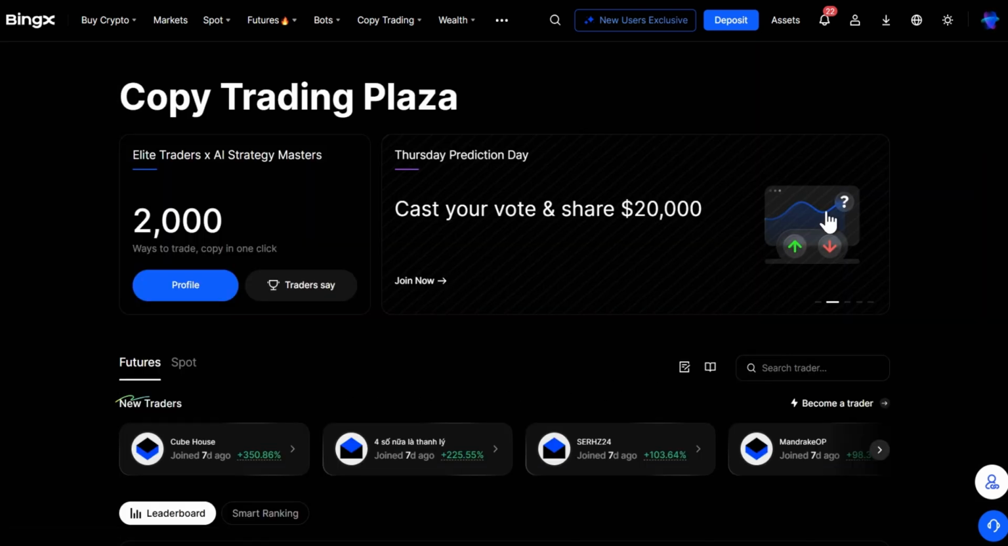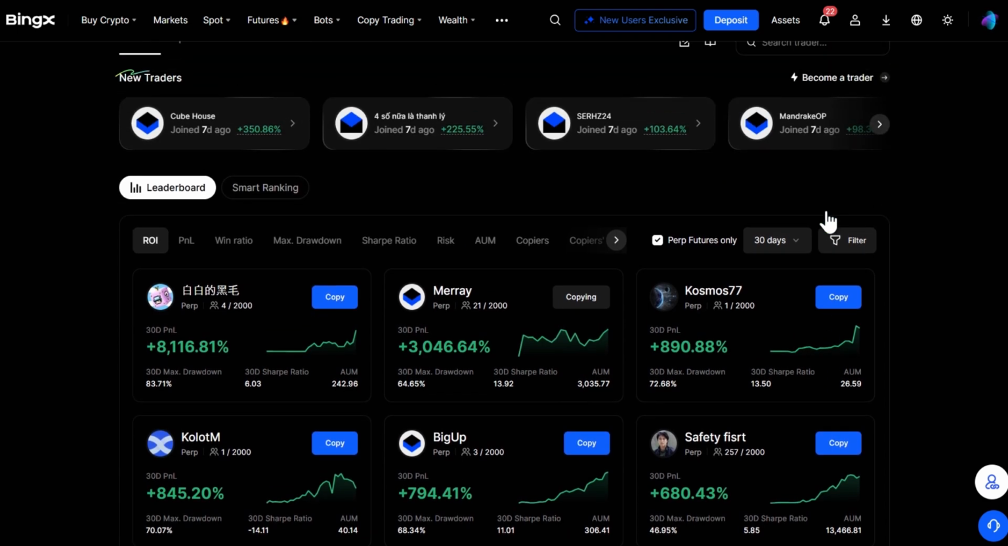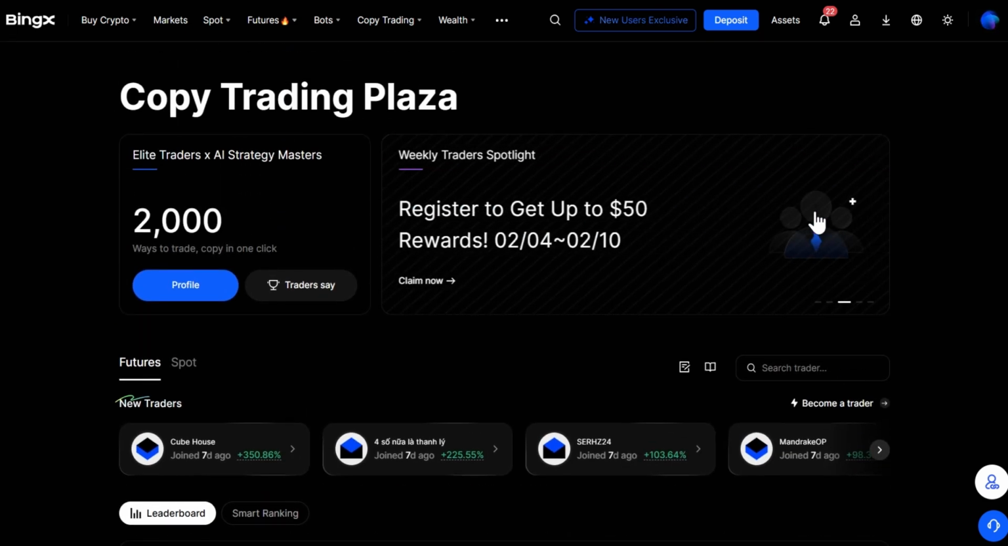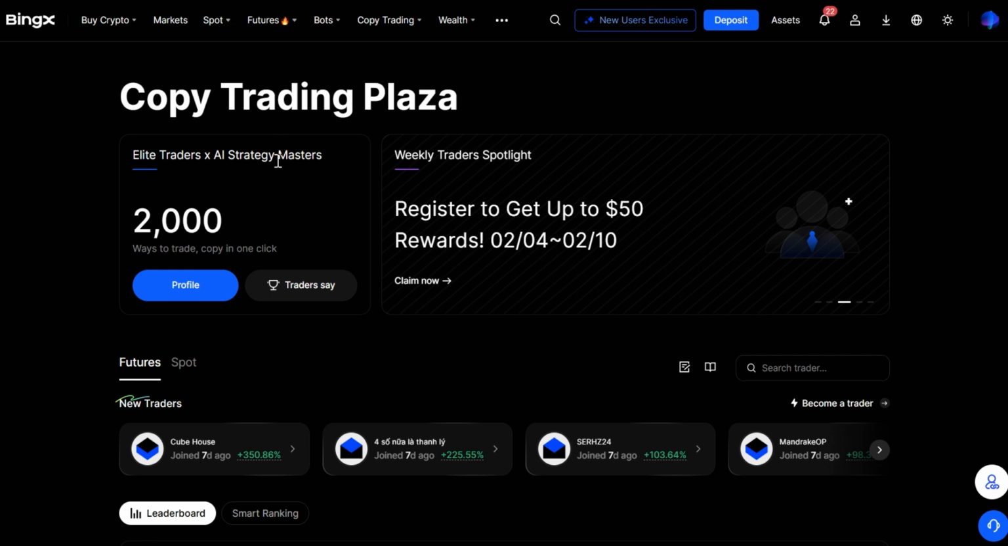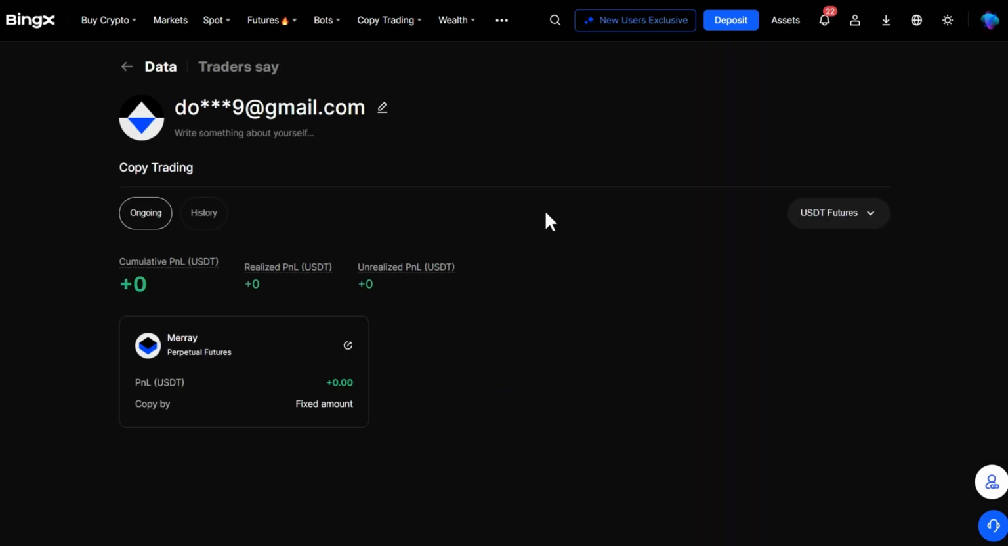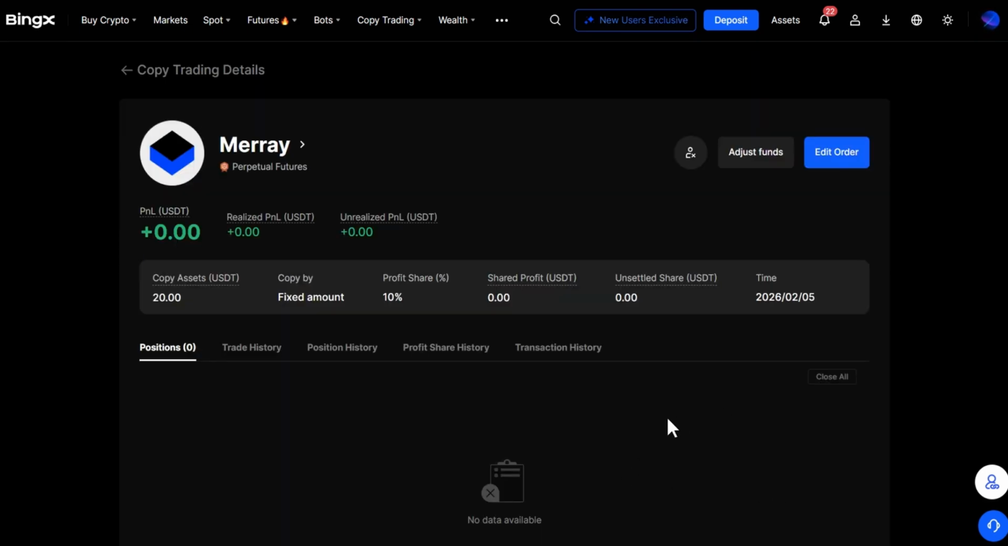Now look, copy trading is not completely passive. You need to monitor your positions regularly. Go to the copy trading dashboard and click on your profile to manage everything. Here you can see all your active copy trades. This shows which traders you're copying, copy mode, profit sharing, positions, realized P&L. This is the profits or losses from closed trades, and unrealized P&L, which is your profits or losses based on an open position.